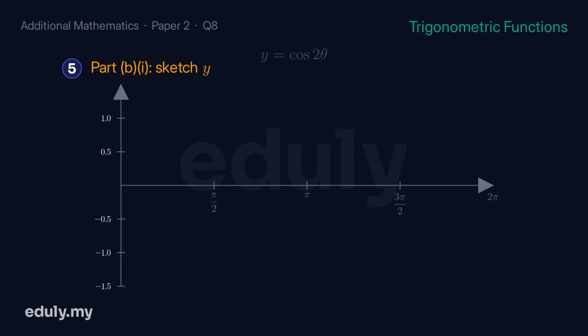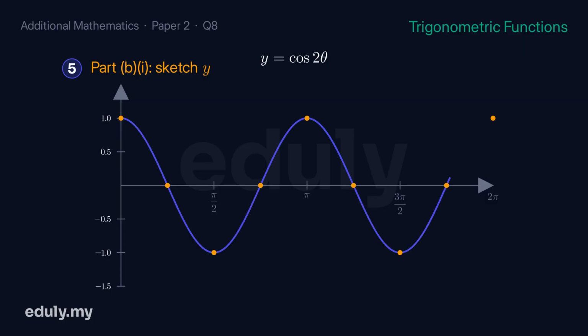Start with the basic wave, cosine of 2 theta. Over a full turn, it makes 2 complete waves, peaking at 1 and dipping to -1. Plot those key points first, then join them into a smooth curve.